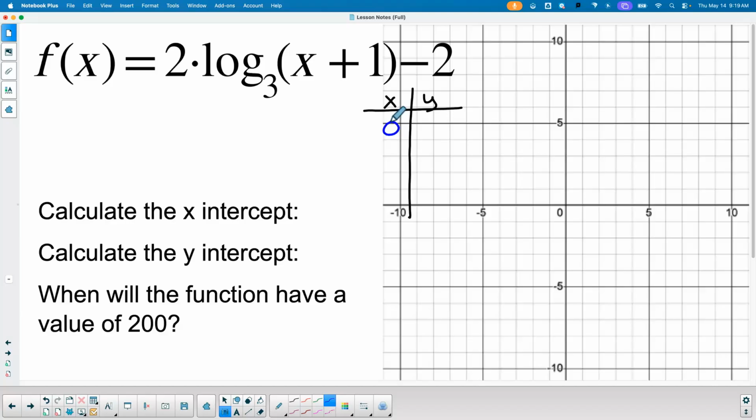Y-intercept is where x is 0. 0 plus 1 is 1. Log base 3 of 1 is 0. 0 times 2 is 0. Minus 2 is negative 2. So my y-intercept is 0, comma, negative 2.